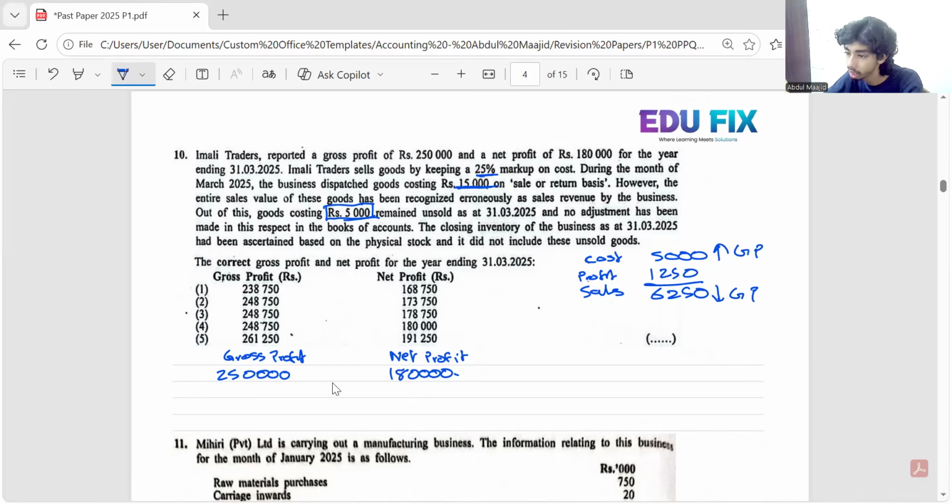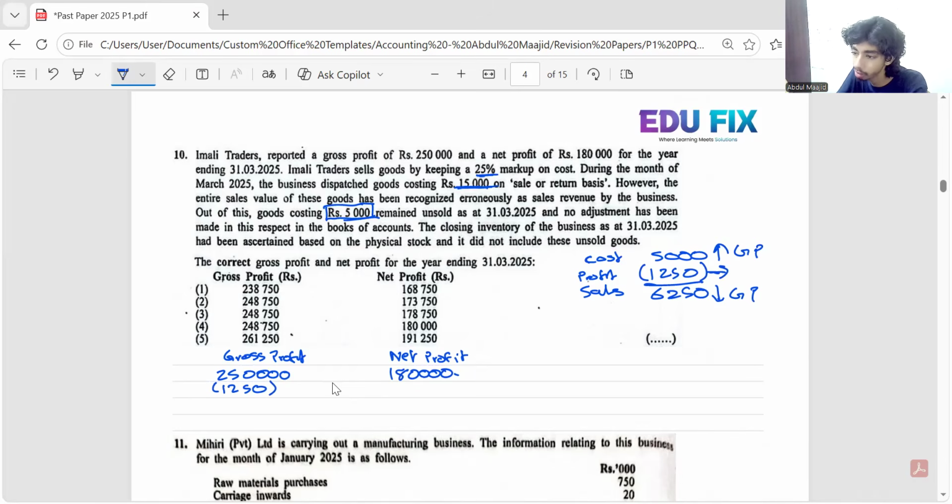Then what you can do simply, without recording twice here, you can directly reduce the profit amount because of this. Because the sale or return basis goods were not sold, your profit is reducing by 1,250. Your gross profit is reducing by 1,250.